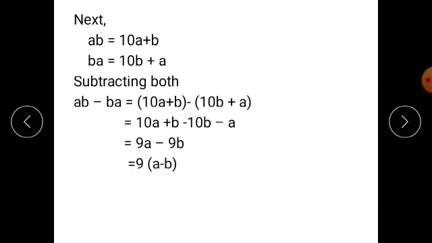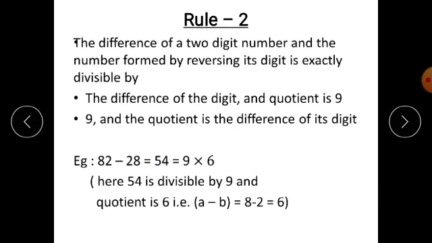Now next, if we subtract the numbers, AB minus BA, we have 10A plus B minus (10B plus A). Opening the brackets, we change the sign. So we have 10A plus B minus 10B minus A, which gives 9A minus 9B. Taking 9 common, we get 9 into A minus B. So when we subtract these two numbers, if it is divisible by 9, the quotient will be A minus B. If it is divisible by A minus B, the quotient will be 9. So that is rule number 2.